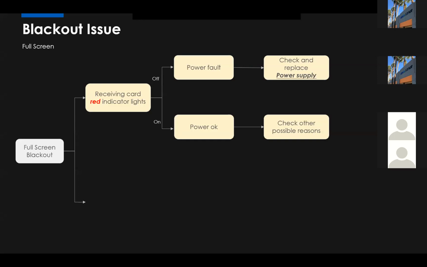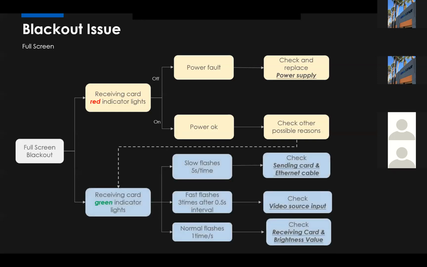If the green indicator flashes three times after the first half second, it means there's no DVI signal. So we need to check the video source input or whether the DVI cable works properly. If the green indicator light blinks normally, 1 time per second, this indicates the receiving card is all good.